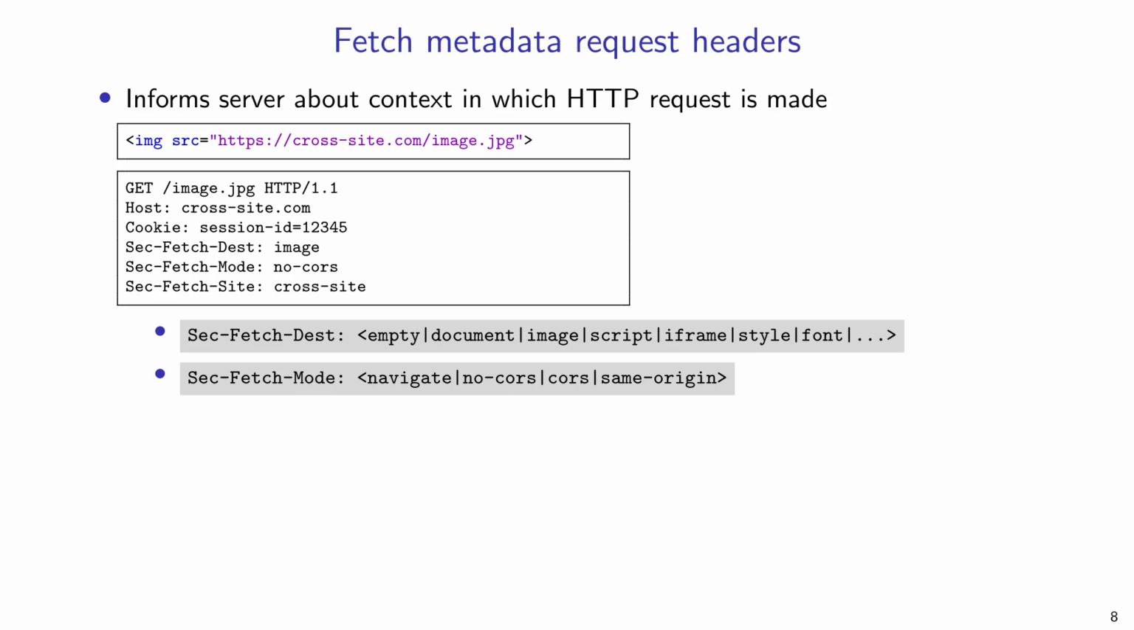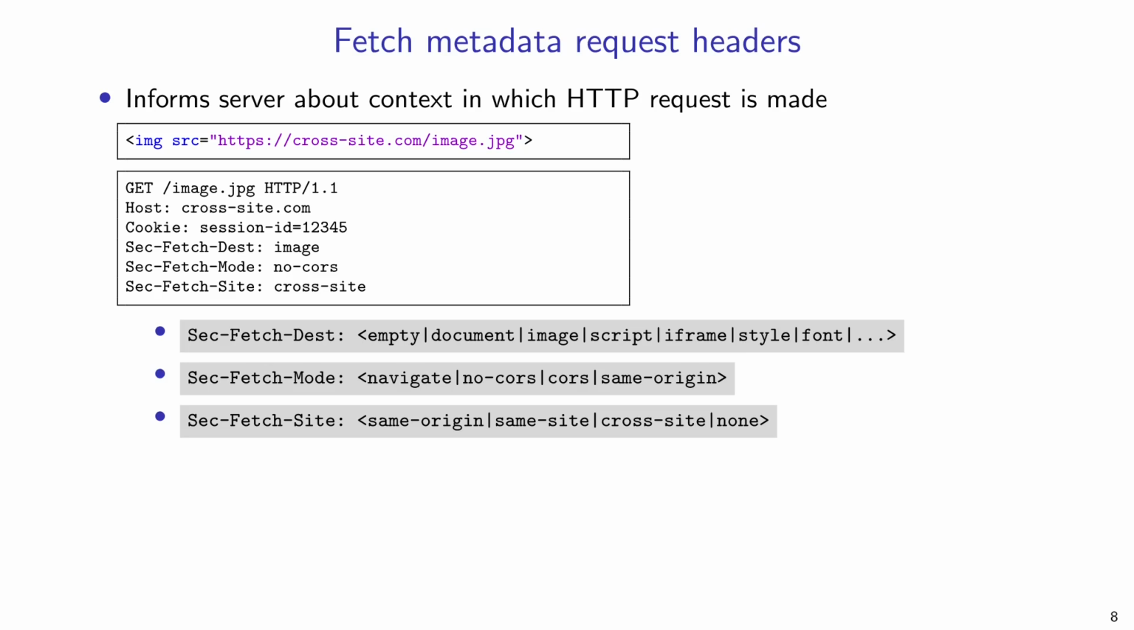The Sec-Fetch-Mode header indicates the mode of the request. Navigate means that the request is initiated by navigation between HTML documents. No-cors, that it is a simple no-cors request. Cors, that it is a CORS protocol request. And same-origin means that it is a same-origin request. The Sec-Fetch-Site header indicates whether the request comes from same origin, same site, cross-site, or is a user-initiated request, meaning that the user entered the URL into the address bar or clicked on a bookmark, as there will be no origin in such cases.